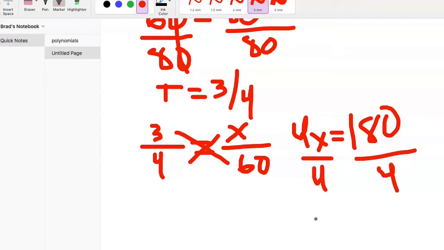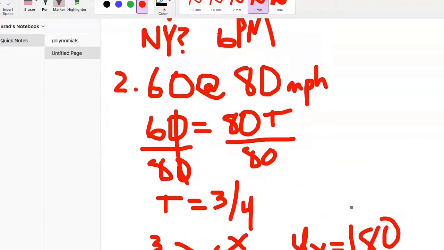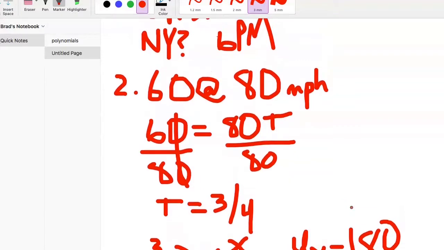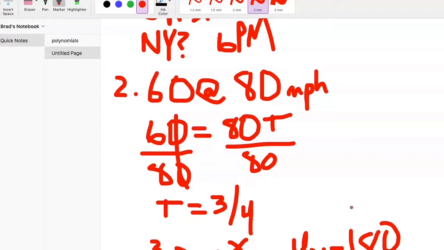Okay, and then 180 divided by 4 will give us our answer. X equals 45 minutes. So if I go 60 miles at 80 miles an hour, it takes me 45 minutes to get there. All right, we took a bunch of room there.